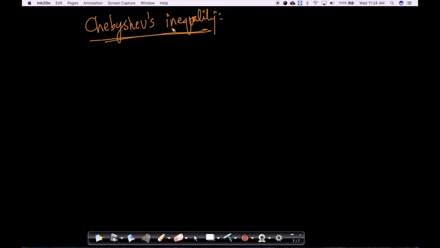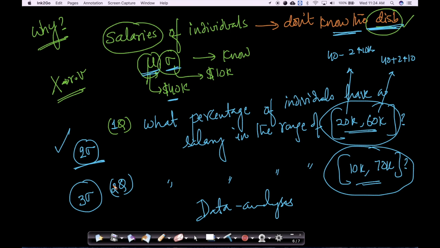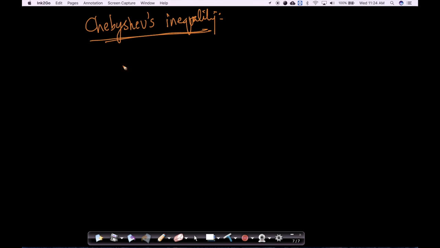Here comes your Chebyshev's inequality. Very interesting idea. We will not be proving Chebyshev's inequality here. You can find it in most textbooks of probability and in most university courses. But from an applied standpoint, what is important is this. First, let me write what is Chebyshev's inequality and we'll see how it is useful. Let me state it first. The problem it's solving is this. Now, let's write the formulation itself.